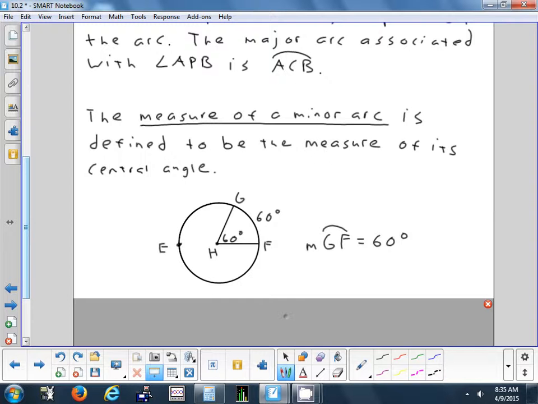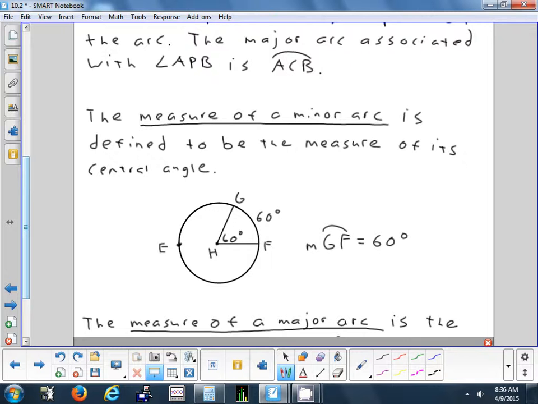Okay, here's an example. Angle GHF is 60 degrees. Arc GF is also 60 degrees. How do you think you could get the measure of the major arc here? Arc GEF. If you know the minor arc is 60, what could you do with that to get the major arc? You subtract 60 from 360 degrees. Yeah, if you subtract 60 from 360, you'd get the major arc, arc GEF, or you could say FEG, same thing, and it would be 300.